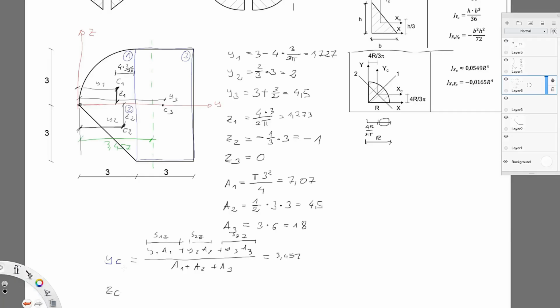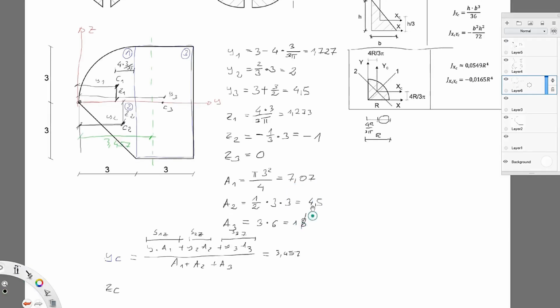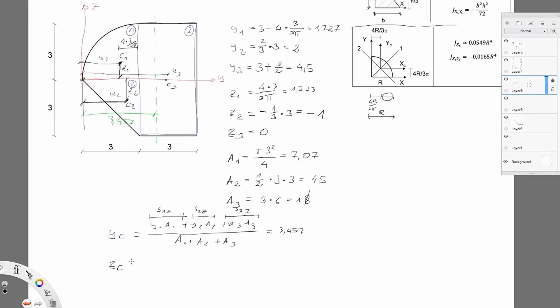Of course, the formula is identical. Only on the top we have static moments concerning the y-axis, meaning Z1A1, Z2A2 plus Z3A3. Again divided by the sum of the areas. When we input this into the calculator quickly, we get 0.15. We will also mark this 0.15, meaning we are somewhere there, slightly above. This is the center of gravity for the entire figure.